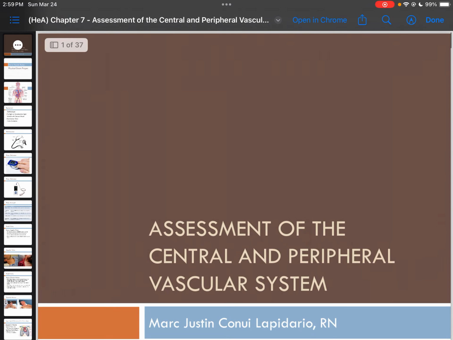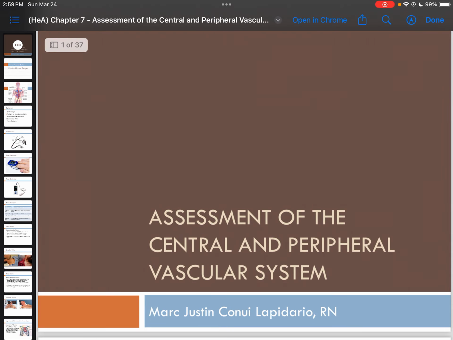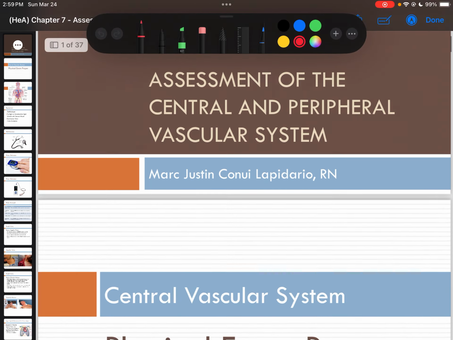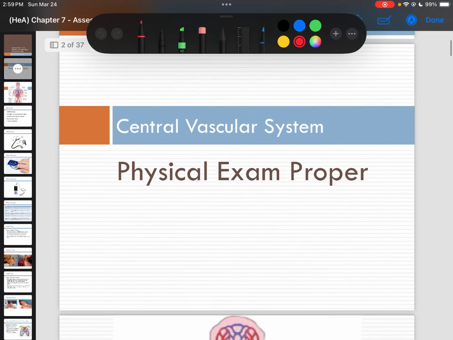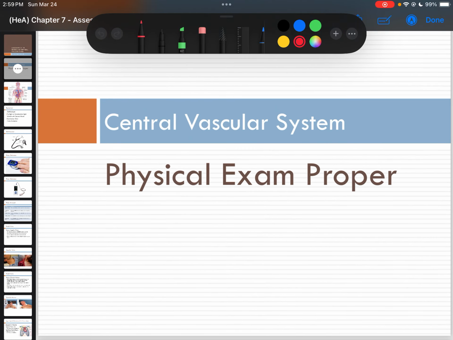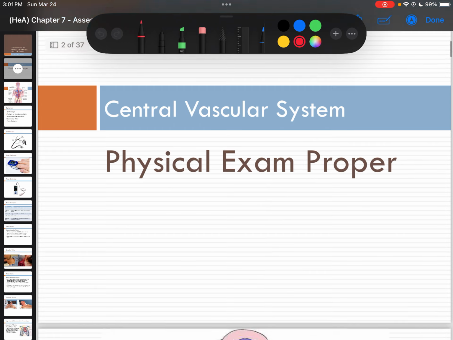Good afternoon, everyone. Today we will discuss our proper physical exam. We will start with our central vascular system. When we say central vascular system, it refers to assessment of the heart. When we say peripheral vascular system, it refers to the assessment of the rest of the blood vessels outside of the heart.